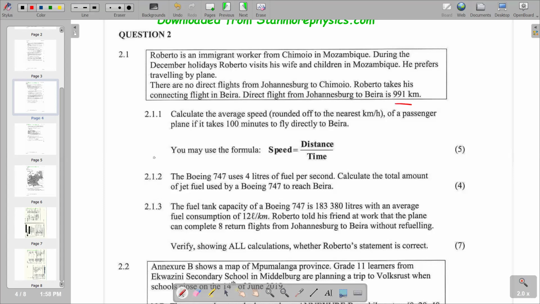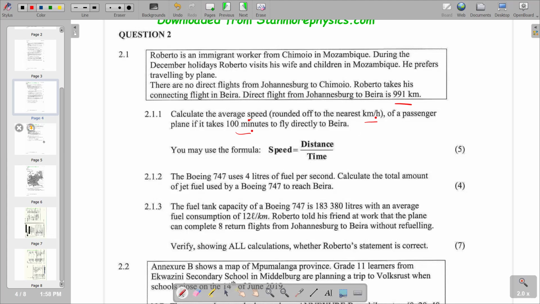991 kilometers. Then first question: calculate the average speed, rounded off to the nearest kilometer per hour, of a passenger plane if it takes 100 minutes to fly directly to Beira. So you may use the formula speed equals distance over time. So the question requires us to calculate average speed. Of course, we have to calculate it as distance over time, but remember we have to present our answer in the form of kilometers per hour, which means our 100 minutes, we have to convert them to hours so that we can have kilometers per hour as our representation of our answer.